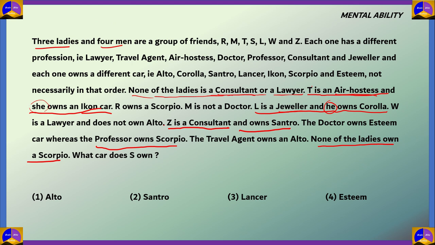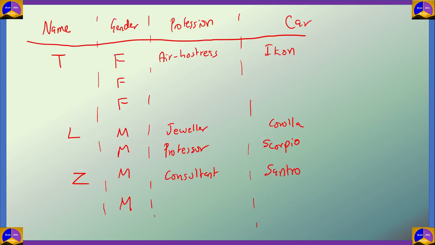Now, we have that R owns a Scorpio and the professor owns a Scorpio. If we were looking at the previous statement, we looked at both of these statements, but we forgot to look at the statement R owns a Scorpio. This statement gives who owns the Scorpio, who is the professor, and so here we have R.